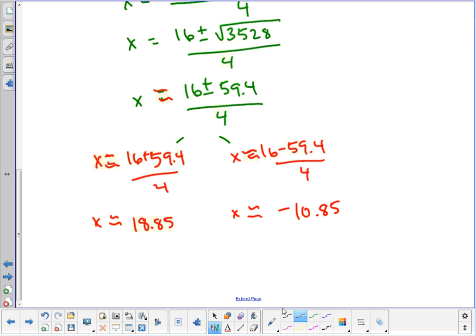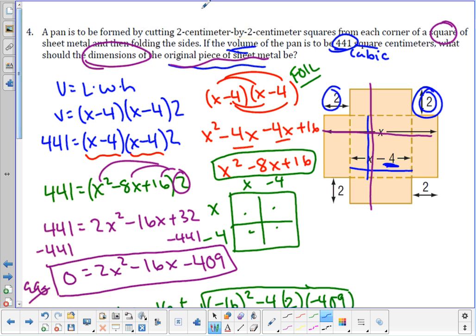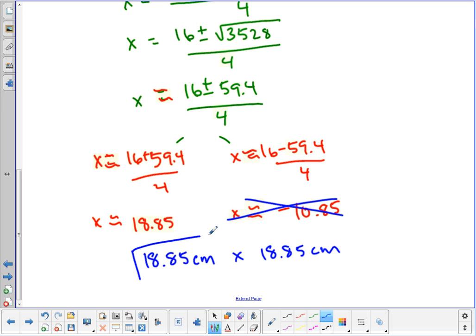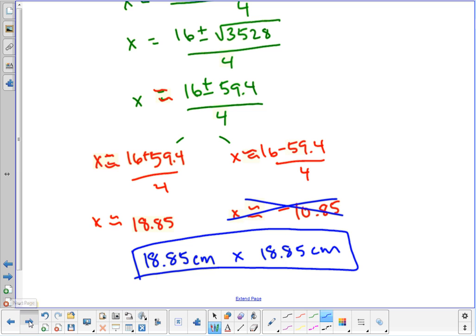So now think about what you're being asked to find. You're asked to find in the original question the dimensions of the sheet metal. So if I'm looking for dimensions of a sheet metal, it's not possible for me to have negative 10.85 centimeters. I got to get rid of that one. So my best choice here is 18.85 centimeters. And since it's a square, the other dimension is the same thing, 18.85 centimeters. There you go.